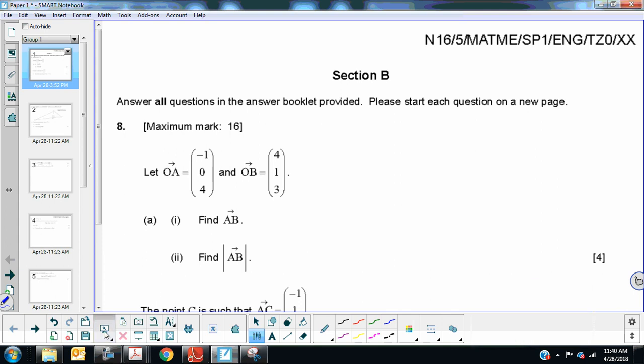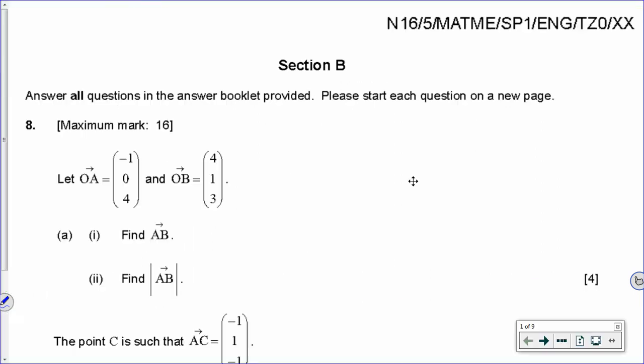In this video, I'm going to go over question 8 from the November 2016 paper 1 for IB Math SL. So it's a vector question. We're given vector OA and OB, which are basically point A and point B, because O is just the origin. And we're asked to find vector AB.